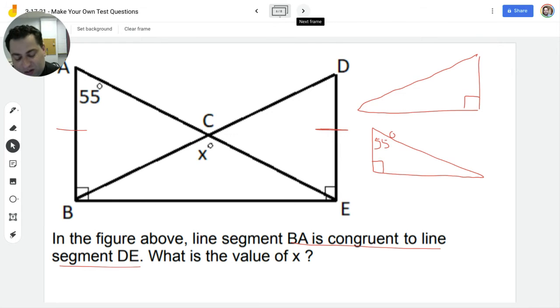Well, on this triangle, I'm lucky to know that it's a right triangle because that is going to be 90 degrees here. And because I have the 90 degrees and the 55, I know that if I add them up and subtract from 180, I'll get that third angle. So 9 plus 5 is 14. That's going to be 145. And then if I subtract 180 minus 145, I'm going to get 35 degrees.